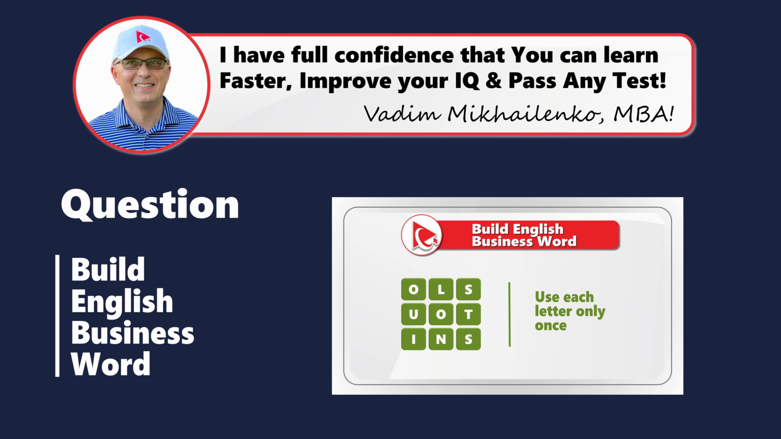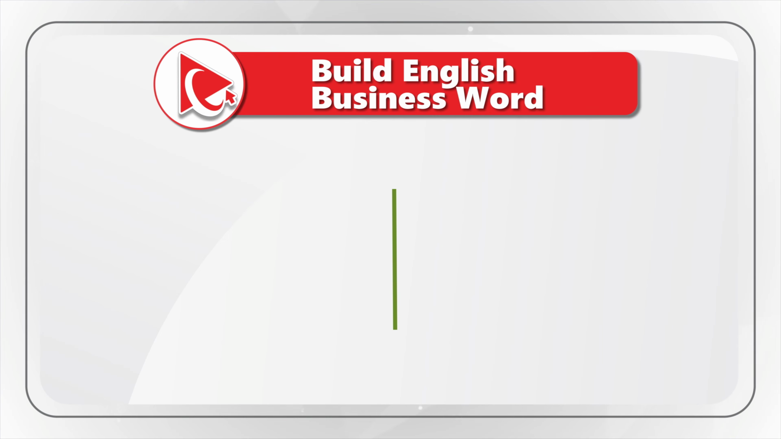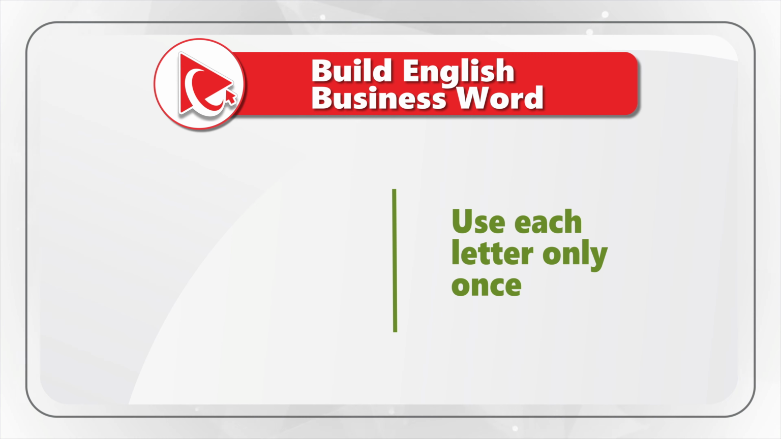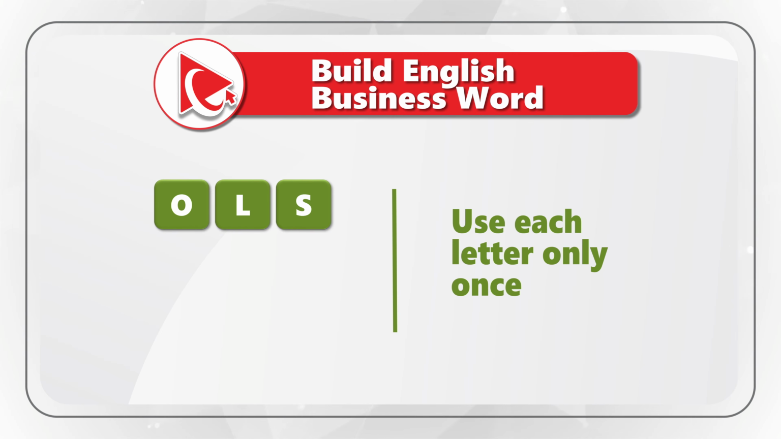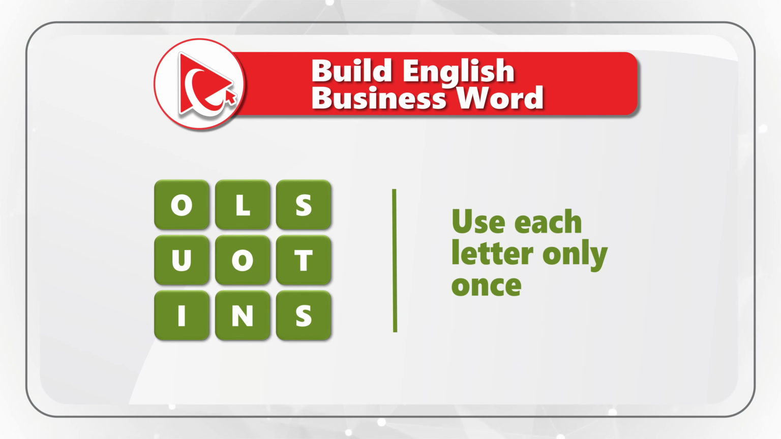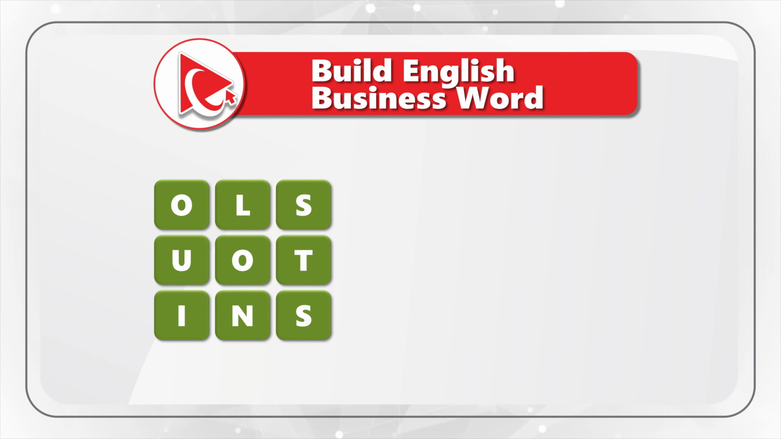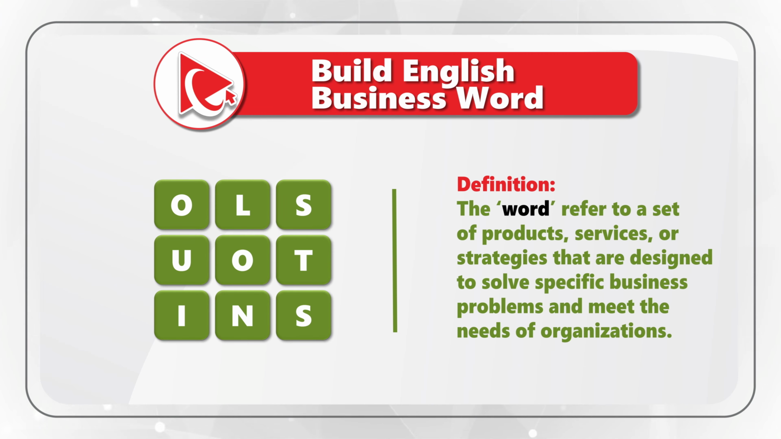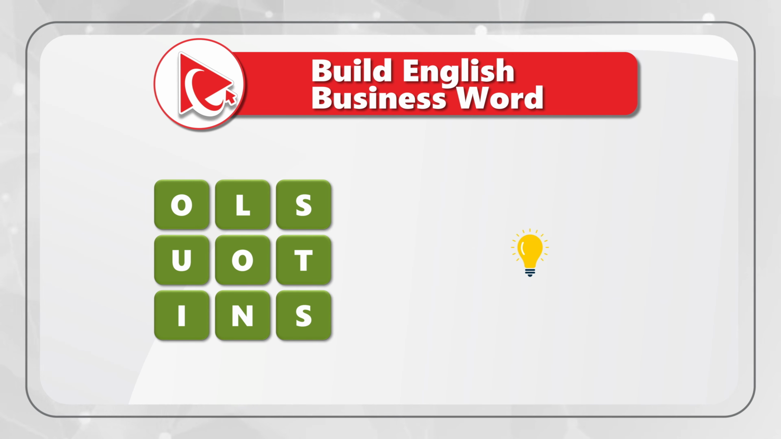You're presented with 9 letters of the English alphabet and you need to build an English business word. The letters are O-L-S, U-O-T, I-N-S. Take a close look to see if you can construct an English business word. I am going to give you a quick hint. The word refers to a set of products, services, and strategies that are designed to solve specific business problems and meet the needs of organizations. Did you figure it out?